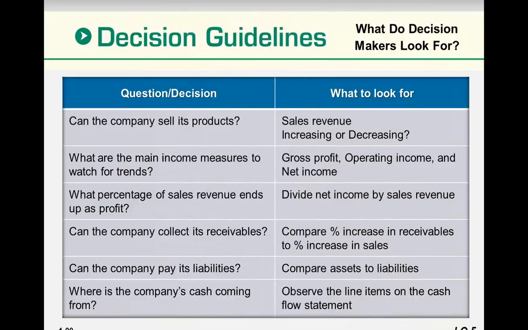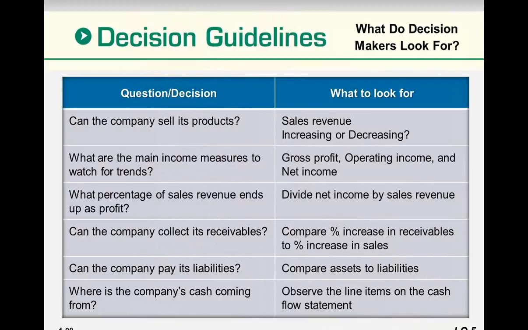Can the company actually sell its products? These are decisions we want to be able to make by looking at the financial statements. We should be able to tell whether the company can sell its products by looking at the sales revenue. Is it trending up or down? What are the main income measures to watch for? We want to watch for our gross profit, operating income, and net income. What percentage of sales revenue ends up as a profit? We want to divide our net income by sales revenue to find that out.